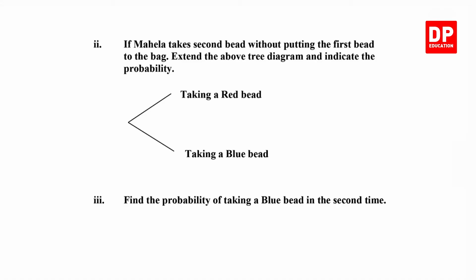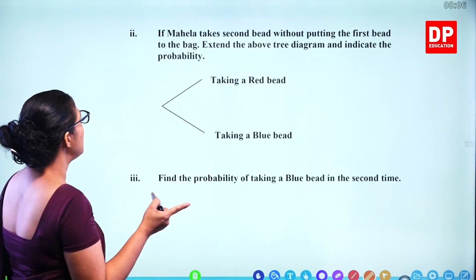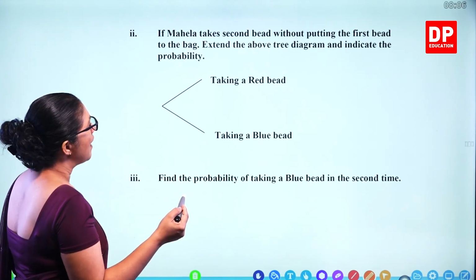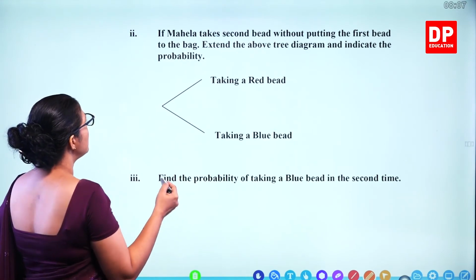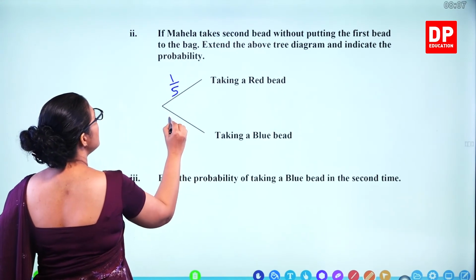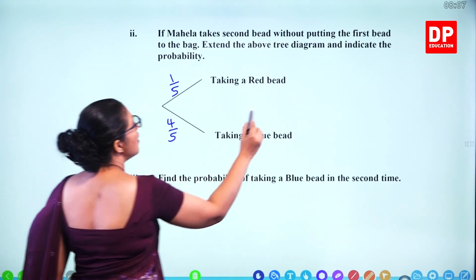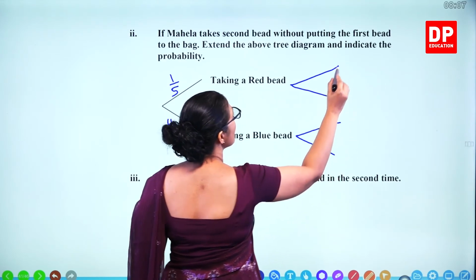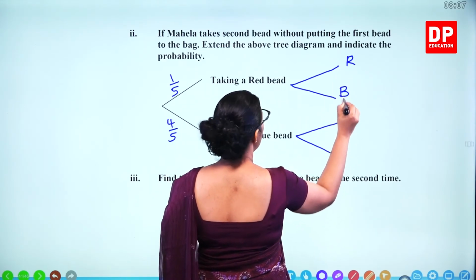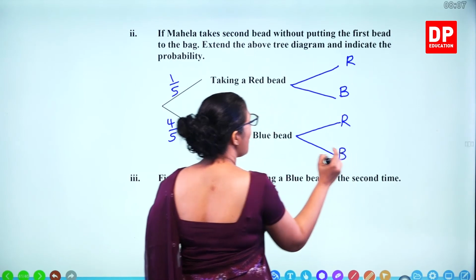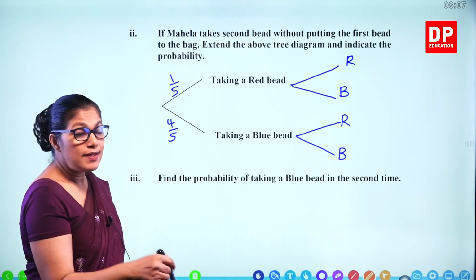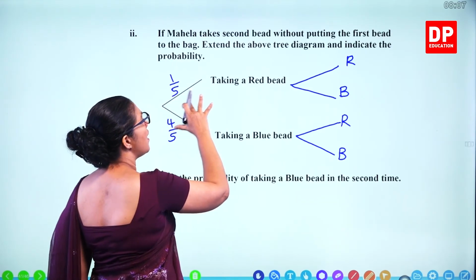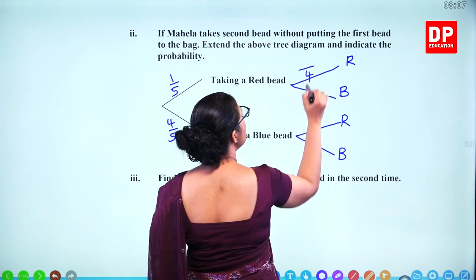If Mahela takes second bead without putting the first bead to the bag, so not replacing, extend the above diagram, indicate the probability. So we found 1/5 and 4/5 there. Now again taking a bead. Now what happens? Red, blue, red, blue. Now what happens here? Not replacing means this is dependent case. So already 5 beads were there, now taken 1, so 4 is the denominator now.